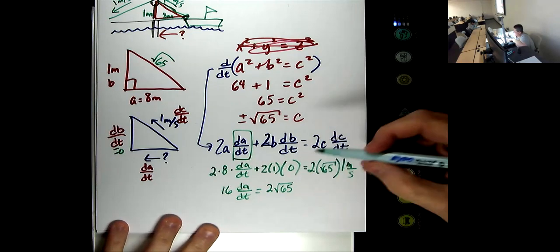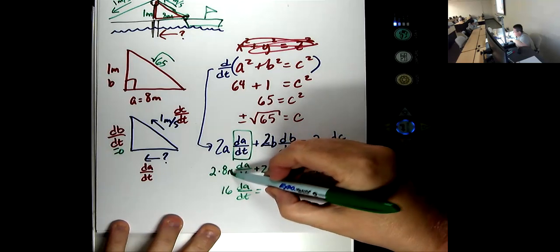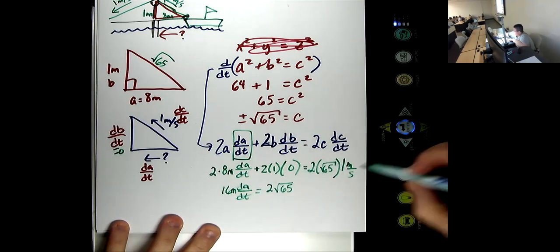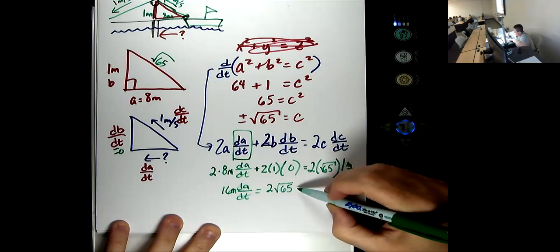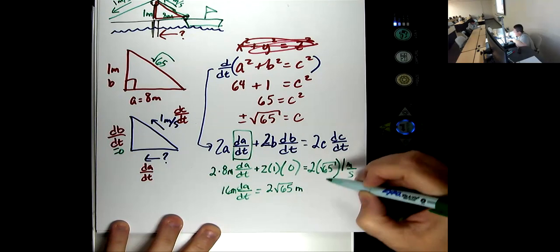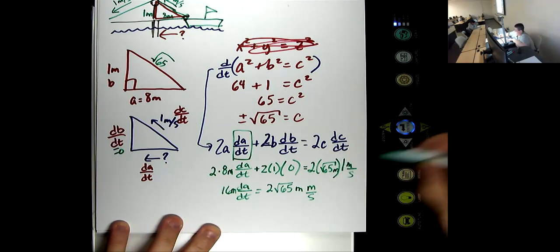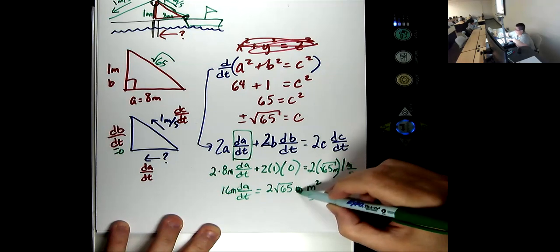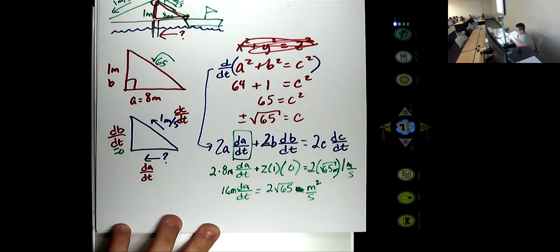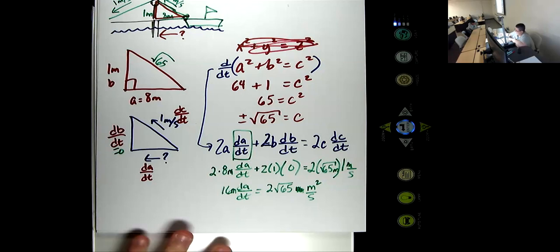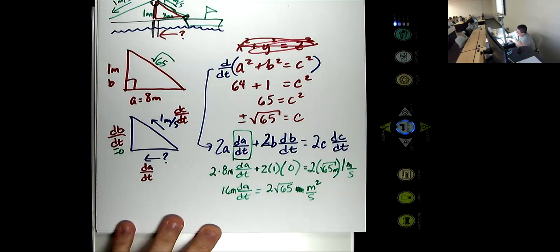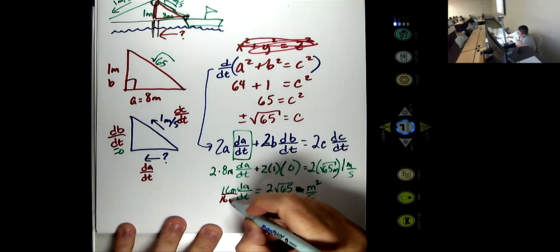Maybe I'll keep my units in there. I think it's kind of helpful. That was 8 meters, so this is 16 meters. That was square root of 65, so this is square root of 65 meters. And then we got the meters per second. So this is effectively meters squared per second. It helps to make sure you have your units in there when you can. That way you can make sure you got the right units at the end, make sure it makes sense. We'll divide by 16 meters.